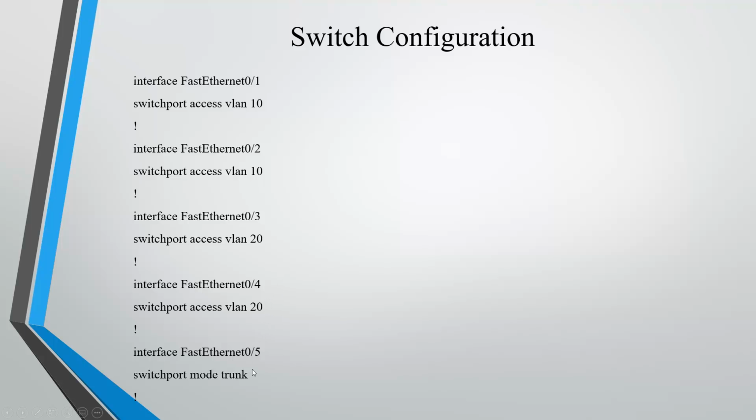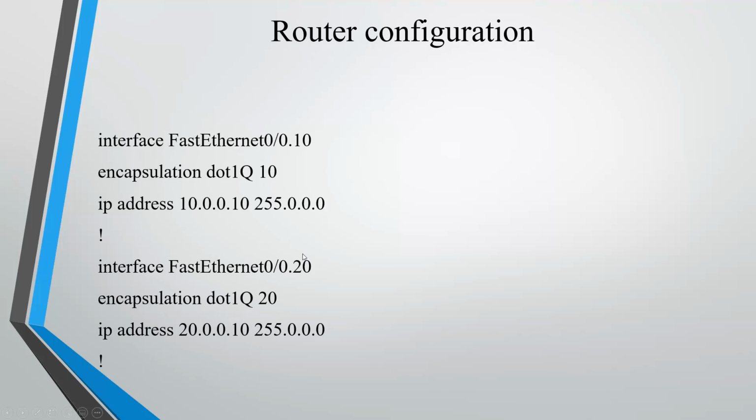Then I am going for switchport mode trunk on 0/5. 0/5 is going to be the trunk. So all the configurations we are going to do only in the switches. Before that you have to create VLAN 10, VLAN 20. So these are the commands. Now moving on to the router, you can see the router configuration commands. So FastEthernet 0/0.10. This is the sub interface.